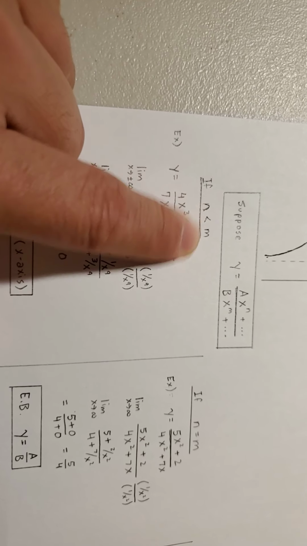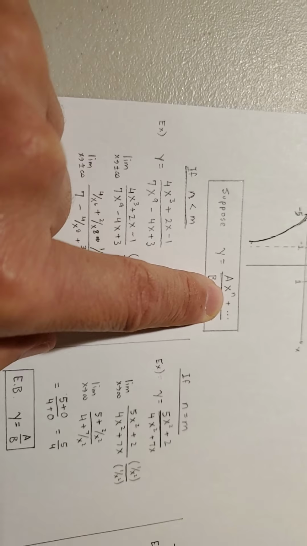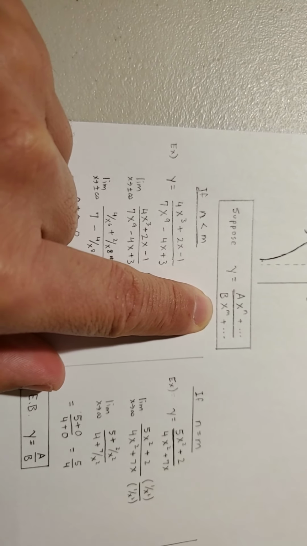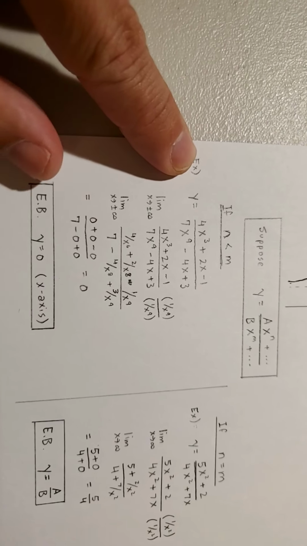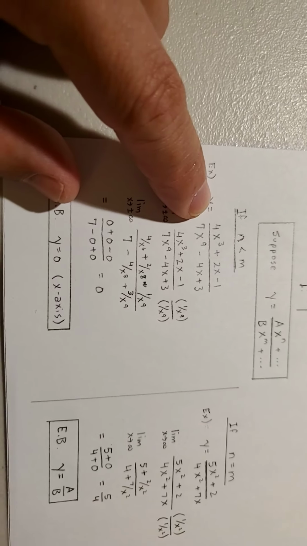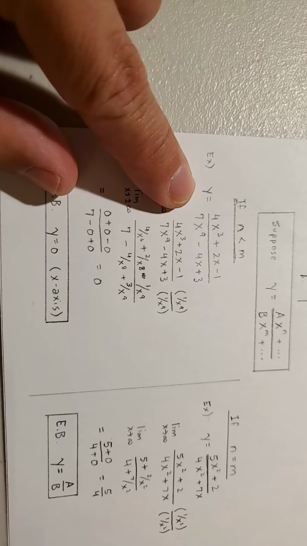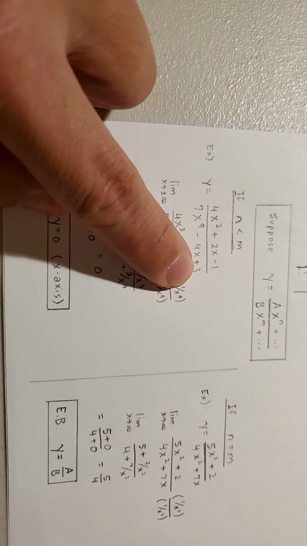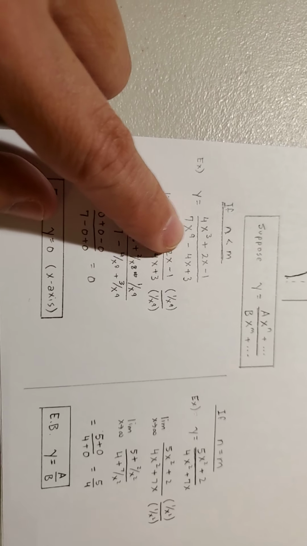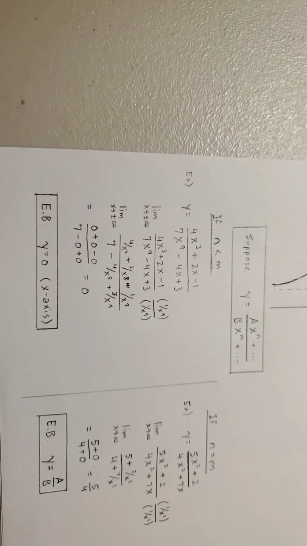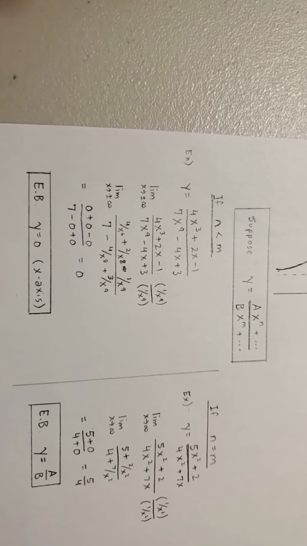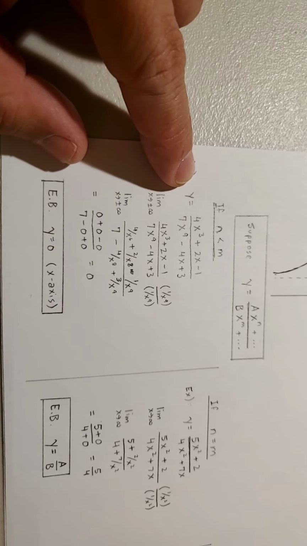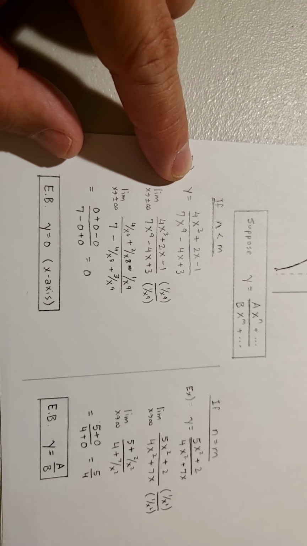If n is less than m, that means the numerator's polynomial is going to be smaller than the denominator's polynomial. Here's an example of that. y is equal to 4x to the third plus 2x minus 1, divided by 7x to the ninth minus 4x plus 3. You don't have to worry about factoring any of this, because all I care about is what happens as x gets bigger and bigger in the positive and negative direction. The idea here is I want to find out what kind of end behavior this will have, if there is any.